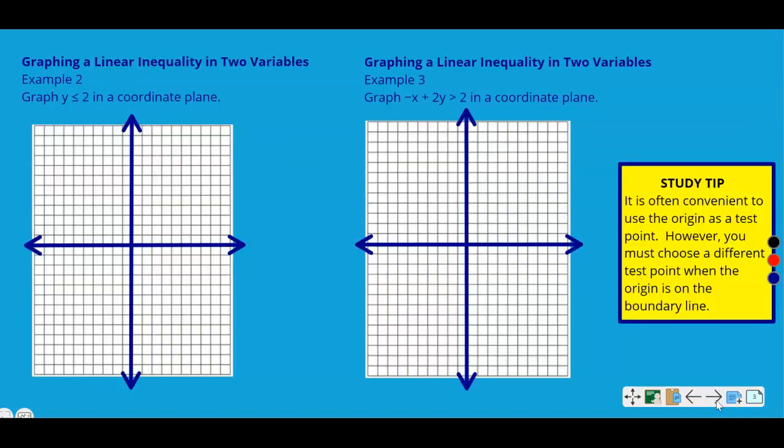Okay, example 2, graphing linear inequalities in two variables. This one says to graph y ≤ 2 in the coordinate plane. So we need a different color here. Let's go with black. First we have to find y = 2. So go from 0, go up 1, 2. And we know we're going to have a solid line across this y = 2 line.